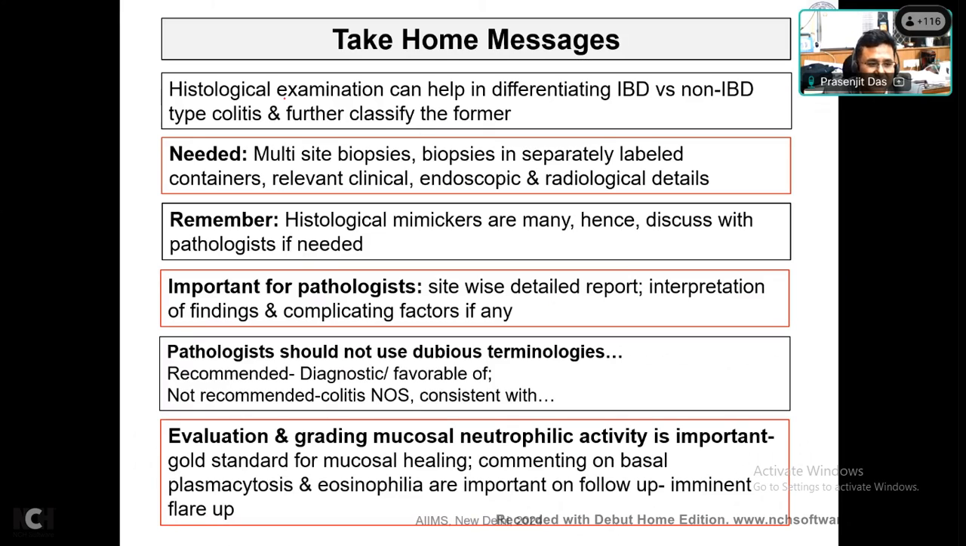So I think we have discussed enough and I don't have to go through the take-home message. The most important message is stick to the approach. Look for the important features in low power as well as high power, and being a pathologist, try to give a morphological diagnosis followed by an etiological diagnosis, because unless you are interpreting and doing all those exercises, how are you helping your clinical colleagues? And secondly, most important is terminology.